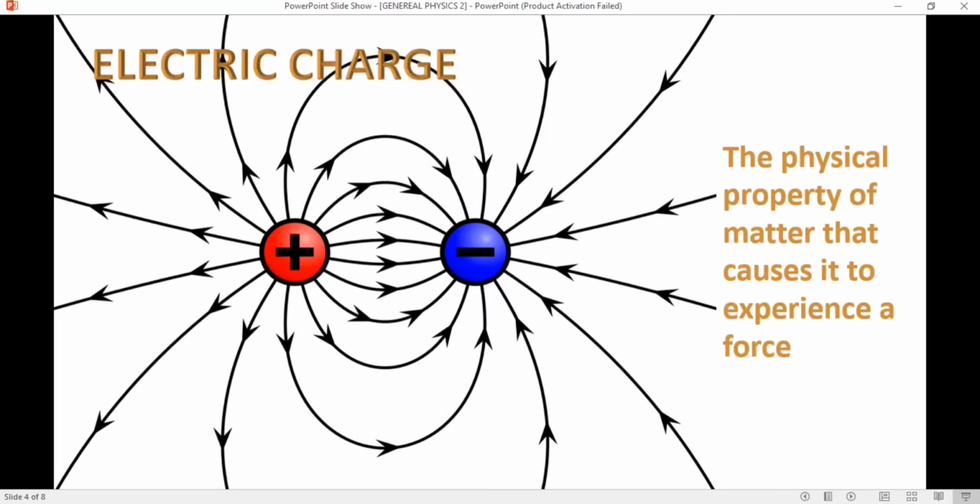But here, when we speak about electric charge, that is the physical property of matter which cause to experience force. Ano ba yung force? Force is a push or pull, or the product of the mass times its acceleration. Basically, that's force, or a push or pull.